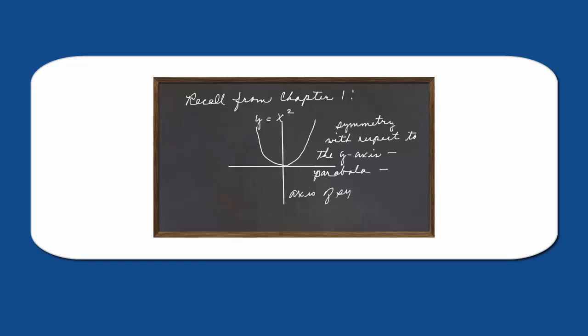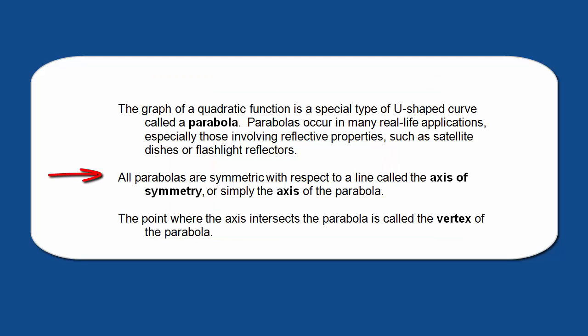All right, let's recall from Chapter 1. What does our parent function look like? Well, there's our good old y equals x squared. We're going to build everything from that parent function. Notice it has symmetry with respect to the y-axis. It is called a parabola, and we say that the axis of symmetry is the line x equal to 0. So, all parabolas are symmetric with respect to that line. The point where the axis intersects the parabola is called the vertex.